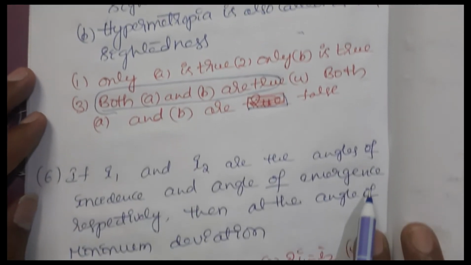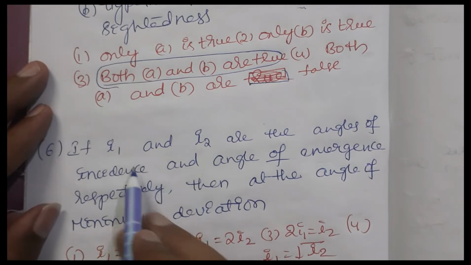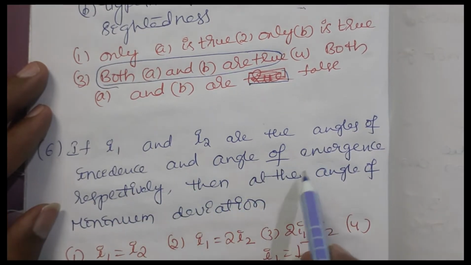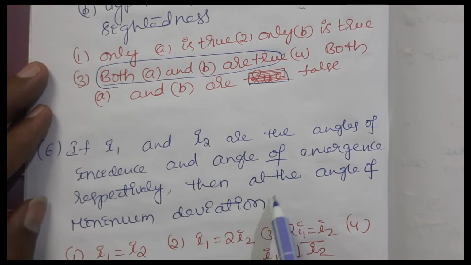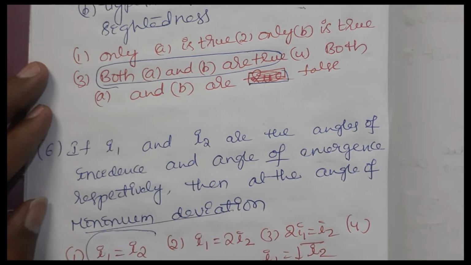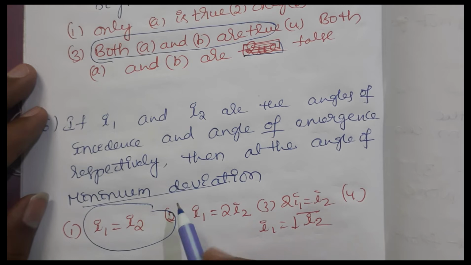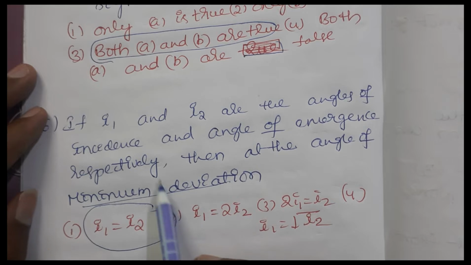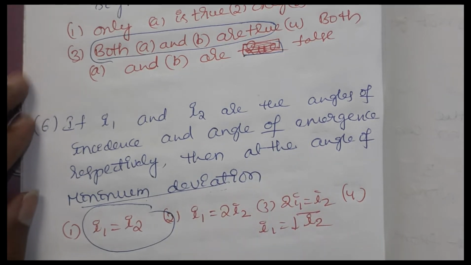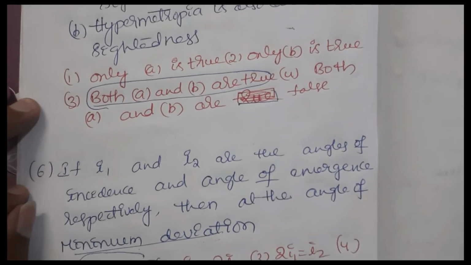Next. Question number 6, students. If i1 and i2 are the angle of incidence and angle of emergence, then at the angle of minimum deviation both are equal, students. i1 equals i2. r1 is also equal to r2, students, at the angle of minimum deviation. Next, question number 7.